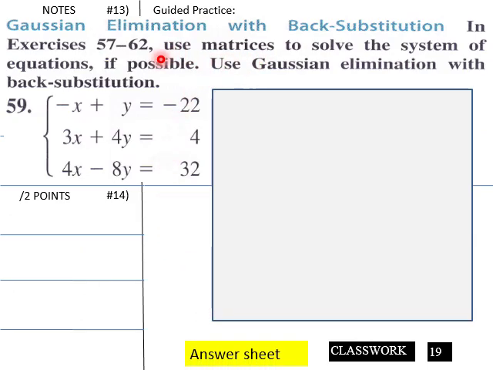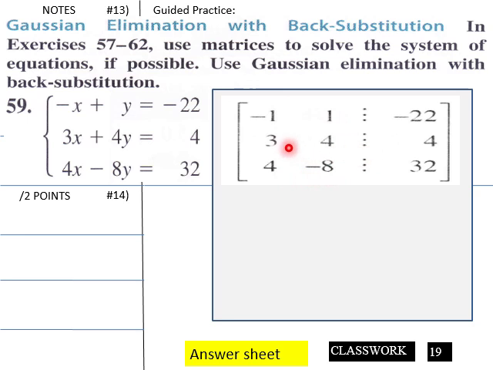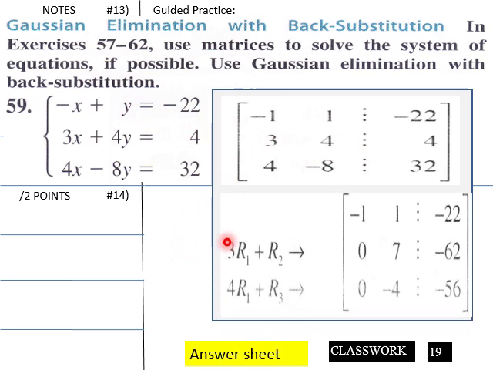Okay, let's try one. Use matrices to solve the system of equations. If possible, use Gaussian elimination with back substitution. So here's our original system. Here's our augmented matrix from this. And then doing 3 times row 1 plus row 2.